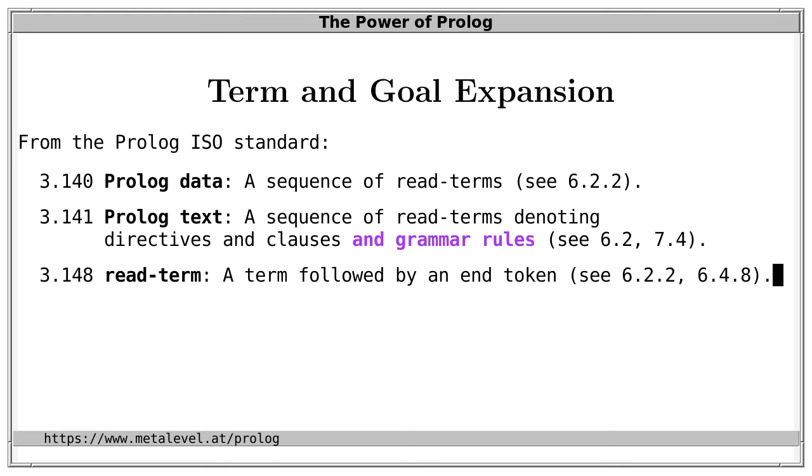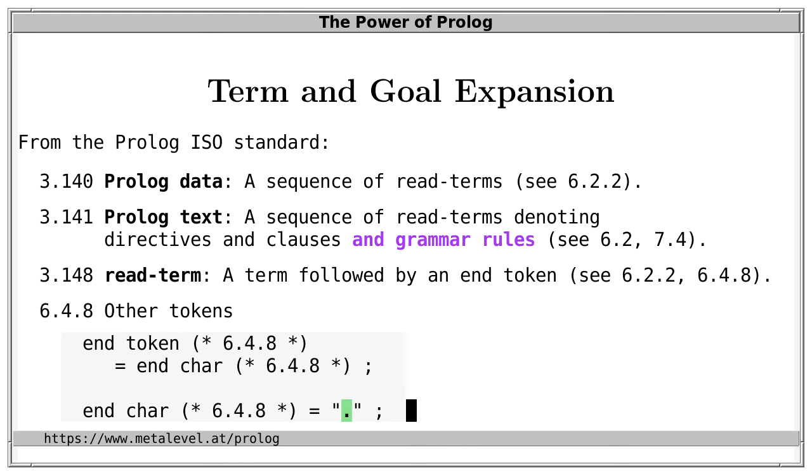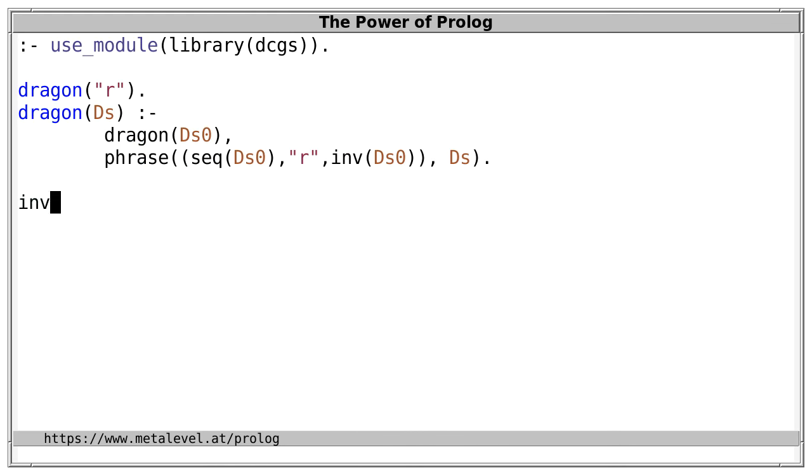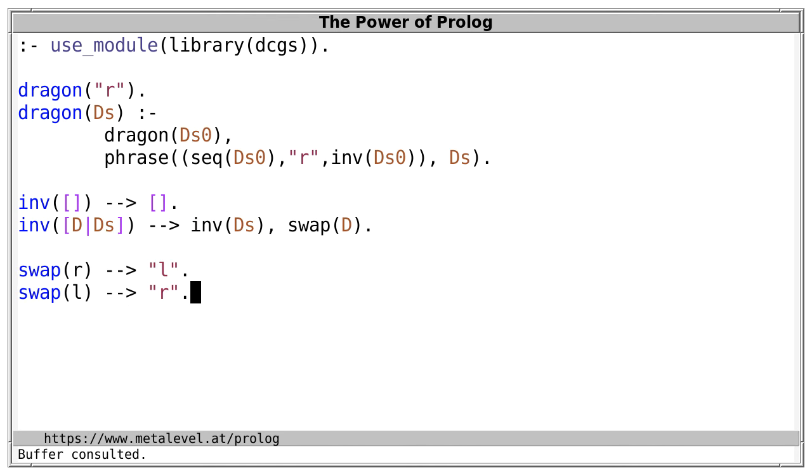And a read term is a term followed by an end token. An end token is dot. For example, let's take a simple Prolog program describing a dragon curve with the predicate dragon. When we post the most general query, are there any solutions, then we get answers as expected.